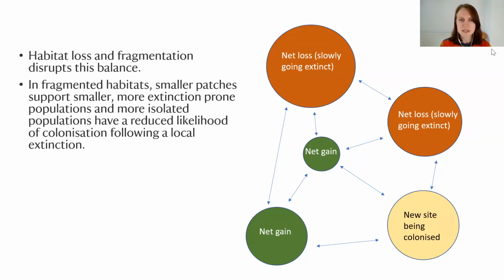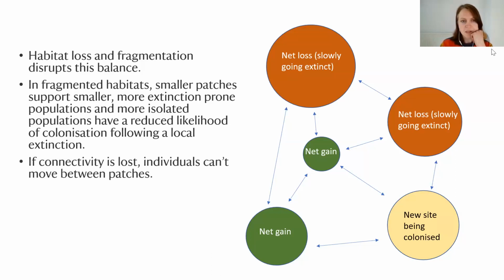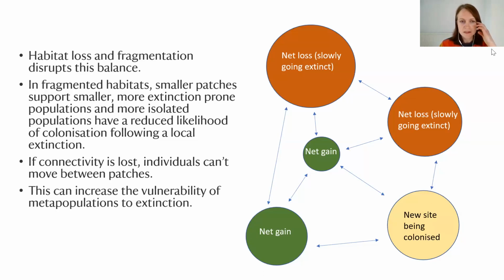And that means that there's really a reduced likelihood of a new site being colonized to balance out those local extinctions. And of course, if the connectivity in the wider landscape is lost, individuals can't move between the patches. That's the key thing. And this can increase the vulnerability of the whole metapopulation. So the whole butterfly population in that area then becomes really, really vulnerable to extinction.